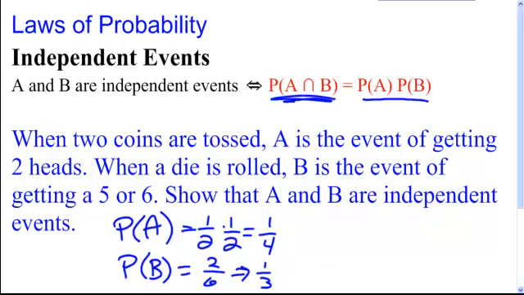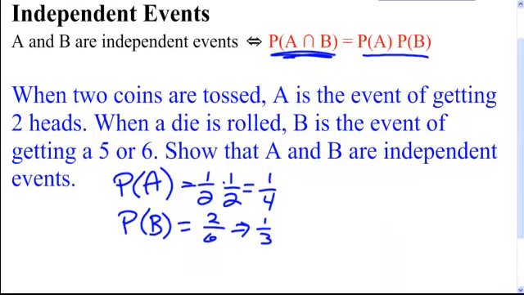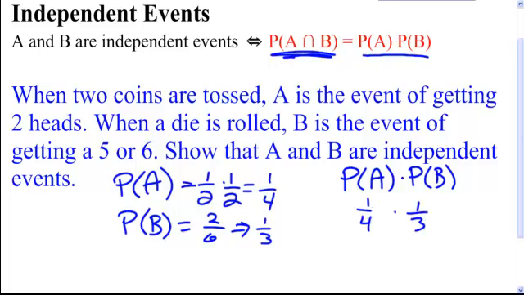If they are independent, then I can just multiply the 2 probabilities. So I can take the probability of A and multiply it by the probability of B, and that's going to be the same as their intersection. So 1/4 times 1/3 gives me 1/12.